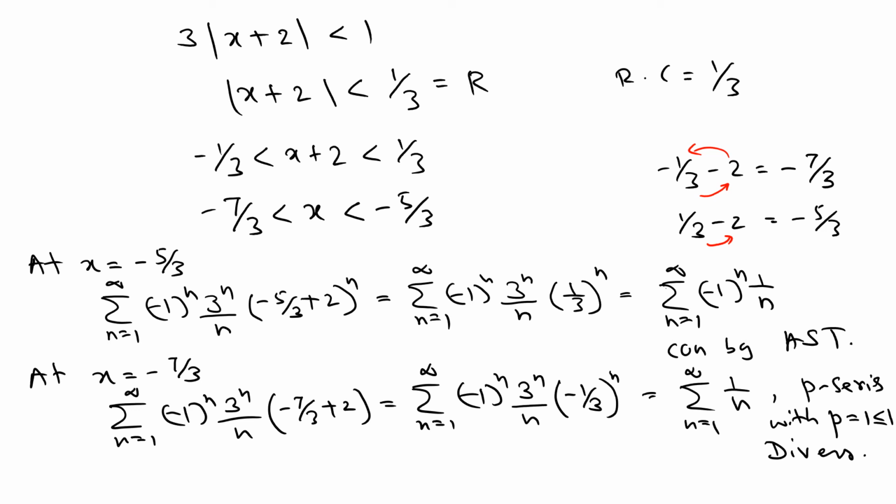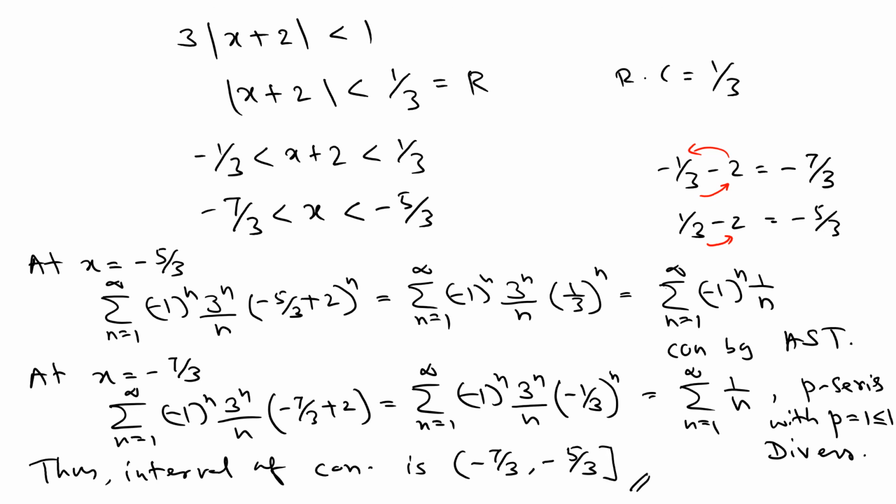So that means there's only one endpoint included, so thus the interval of convergence is negative 7/3 open and then negative 5/3 closed. So that is the interval of convergence. So we discussed about 4 problems of varying difficulty.